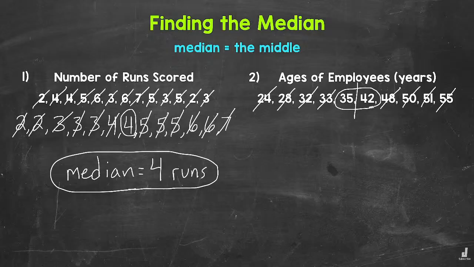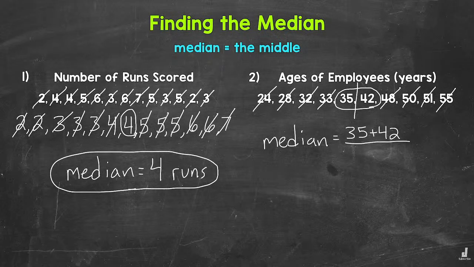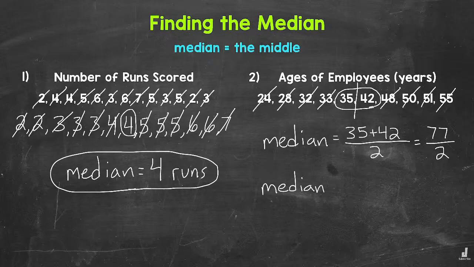When we end up with 2 numbers in the middle, we need to find the mean of the 2 numbers, the average. That's going to be the median. So for the median, we need to add 35 and 42, and then divide by 2. 35 plus 42 gives us 77, and then we need to divide by 2. 77 divided by 2 gives us a median of 38 and a half, or 38 and 5/10.